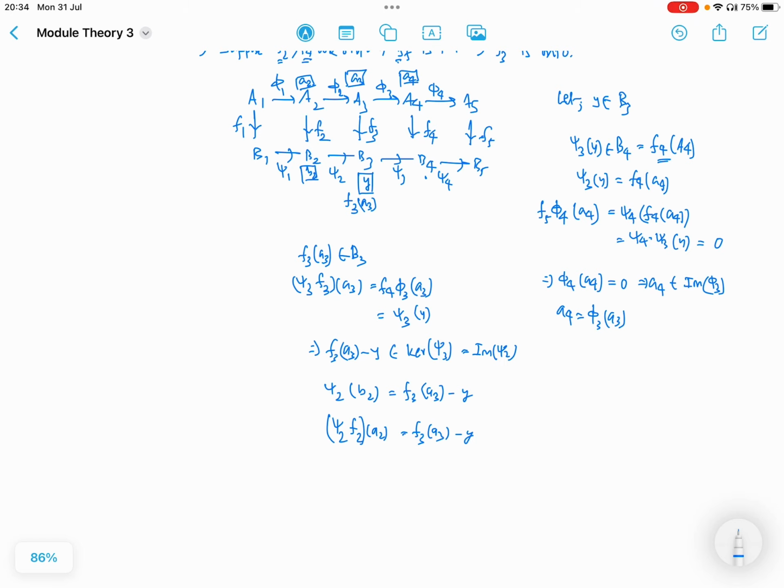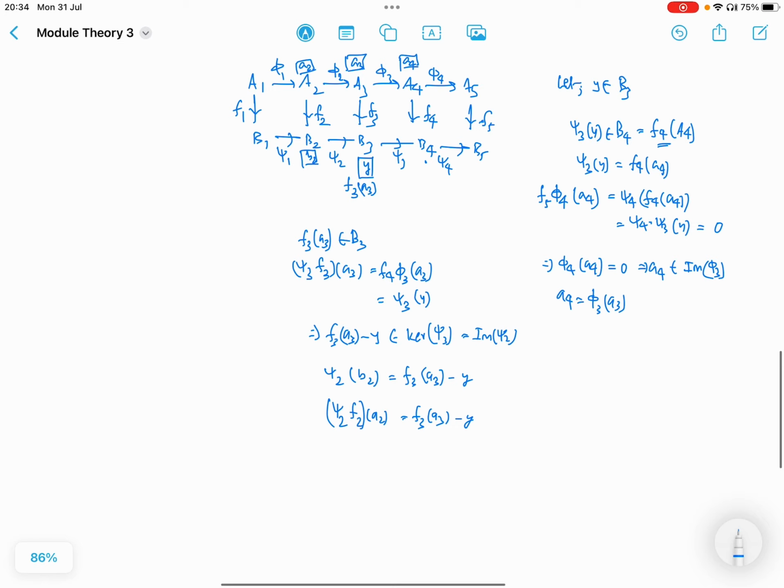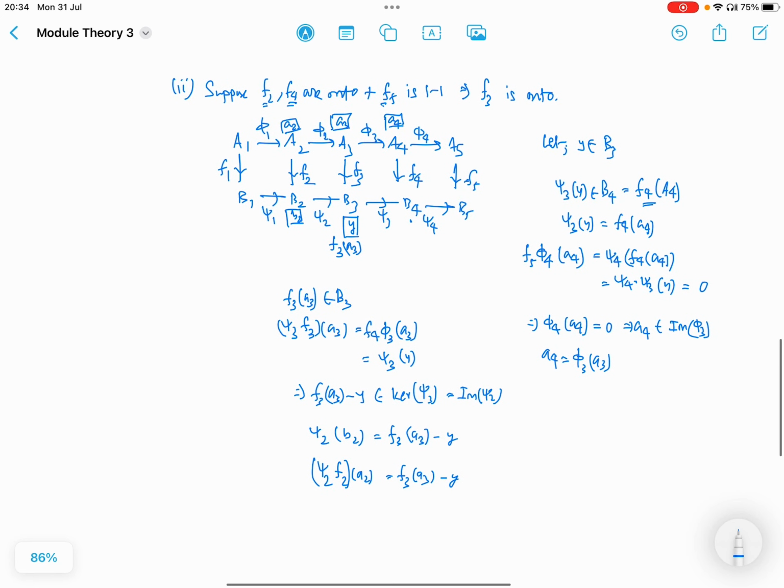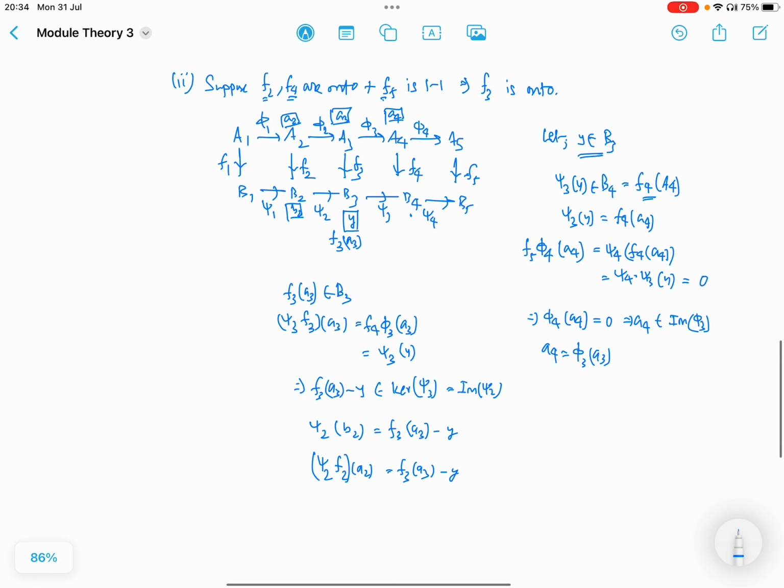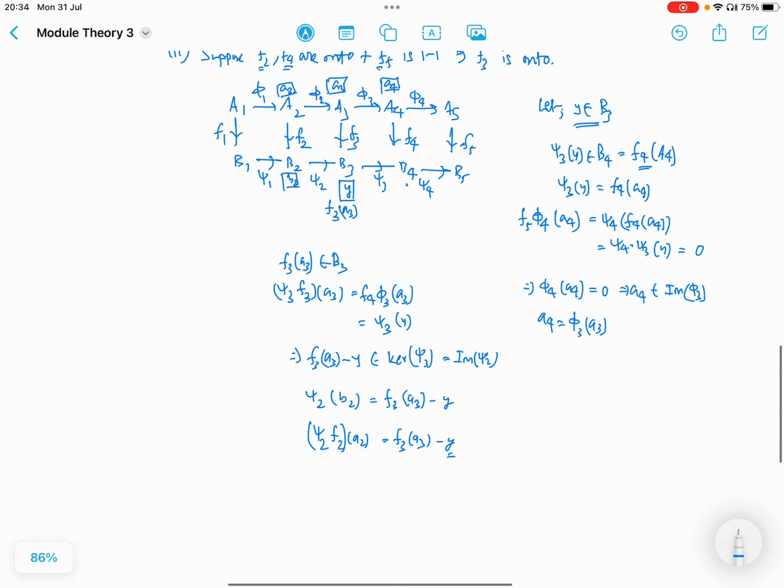But again, what was the goal? You need to find some pre-image of this Y. We are almost there, but not quite yet. Let's see. Now we have this a2 inside capital A2. Now you can apply phi 2 to go inside A3. Let's see if we can manage to get something from that.